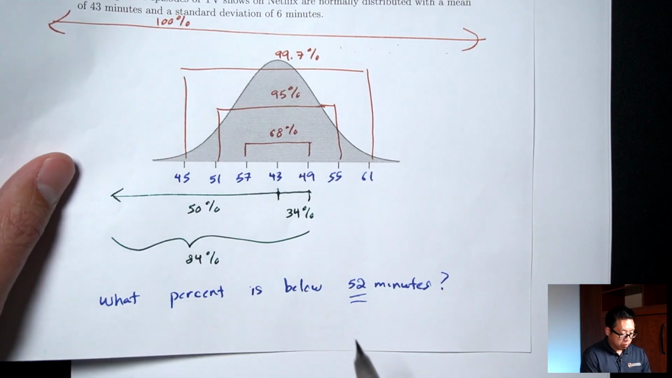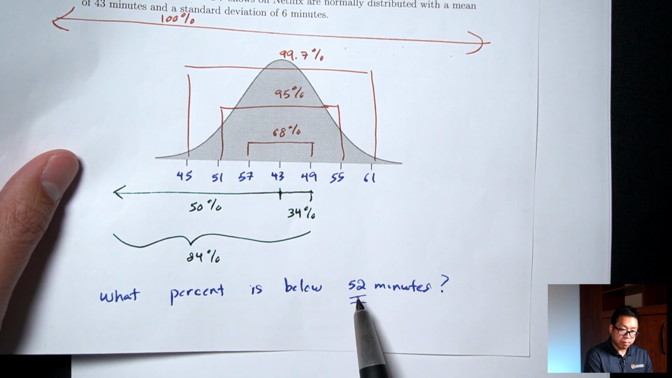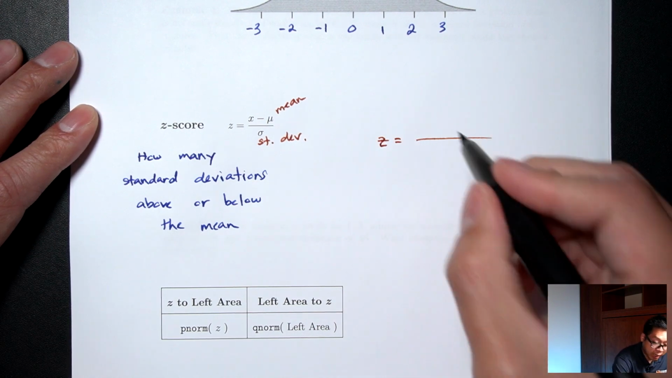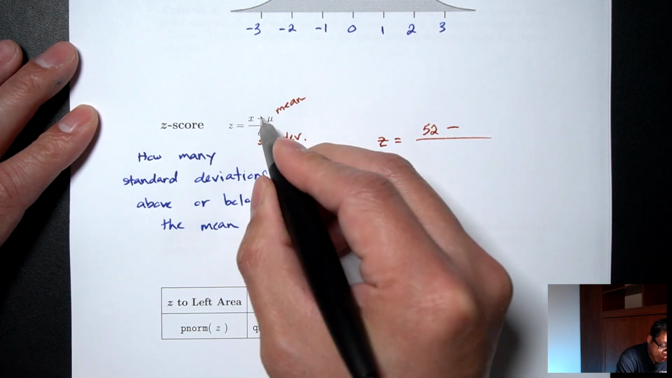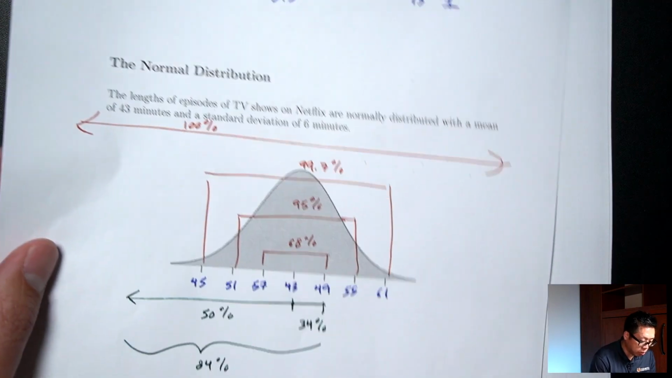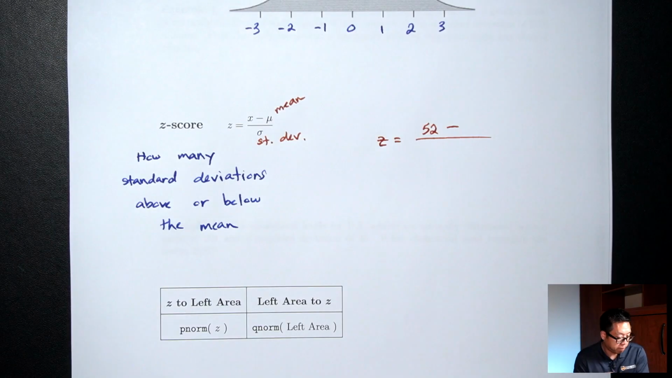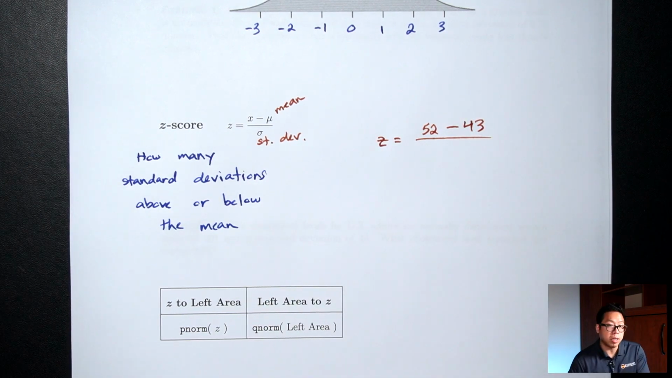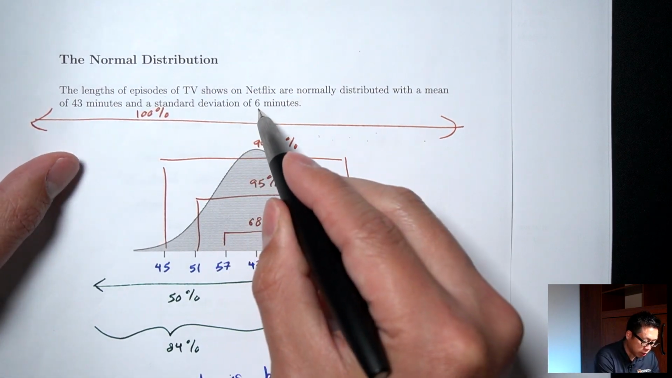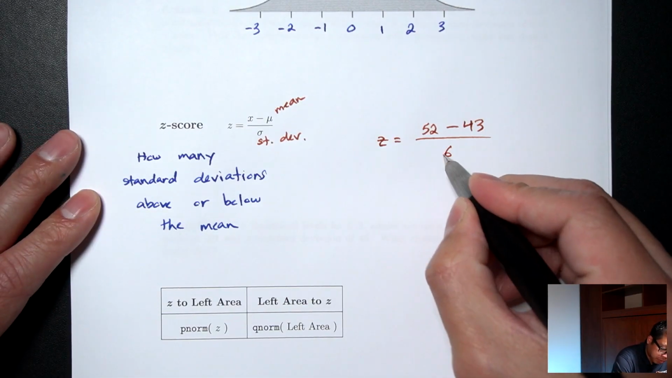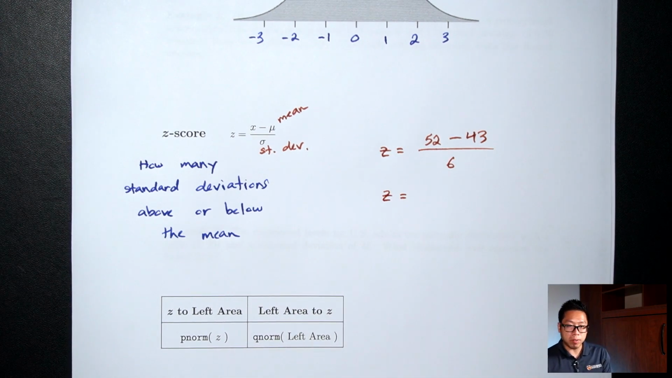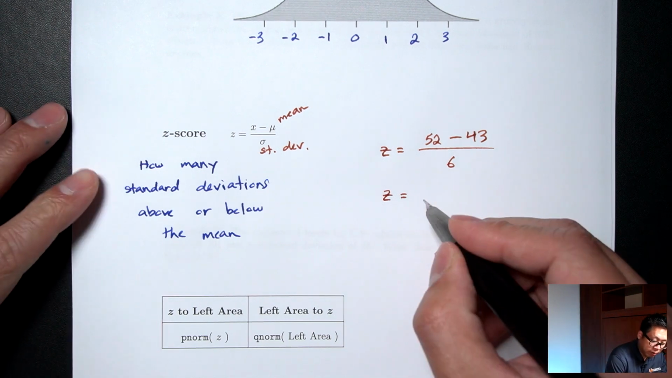Okay, so let's find the z-score for this 52. That 52 is our x, minus the mean. The mean for the Netflix example was 43. On the bottom, sigma, the standard deviation. The standard deviation for that Netflix example was 6. All right, so let's enter this into the calculator. Up top, 52 minus 43. On the bottom, 6. 1.5.